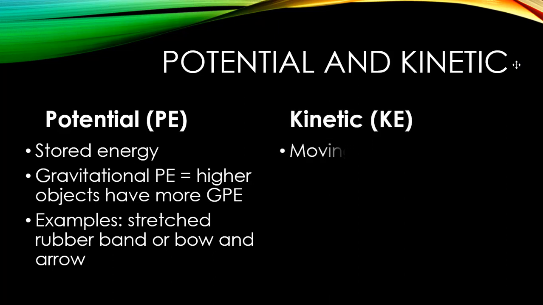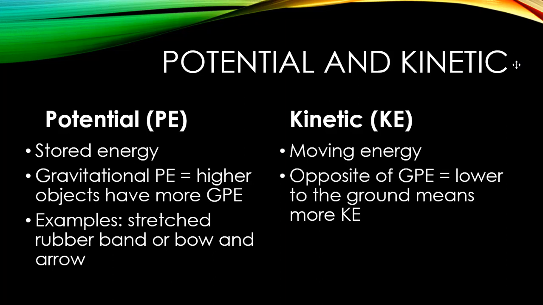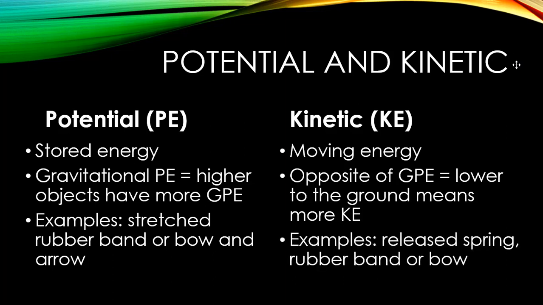Kinetic energy is the energy of movement. So all that stored energy from potential is now being transferred into kinetic. Potential and kinetic are opposite. And so if an object is higher off the ground, it has more gravitational potential energy. But if that object has fallen, just barely before it hits the ground, it is almost all kinetic energy. So your other examples would be when you let go of the spring, you let go of the rubber band, or you let go of the bow for the bow and arrow.